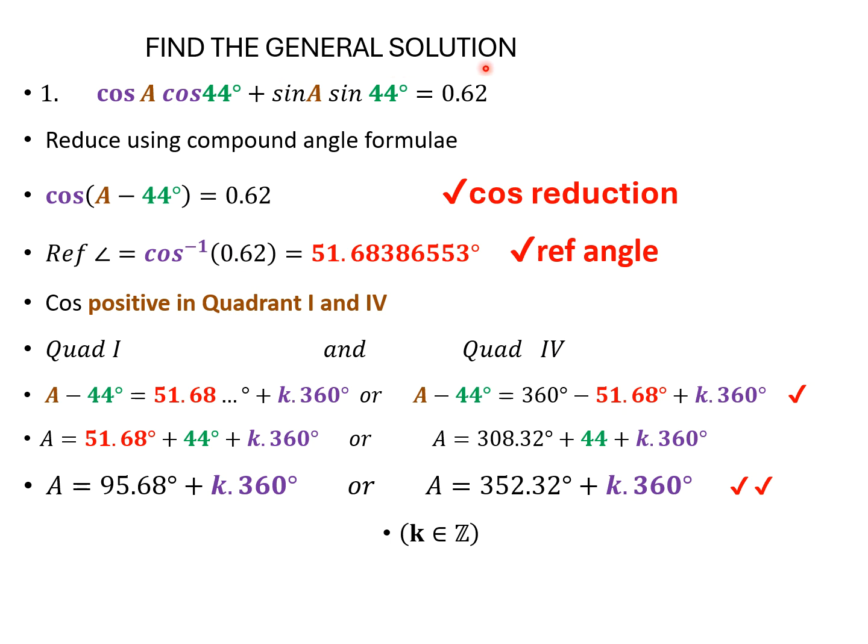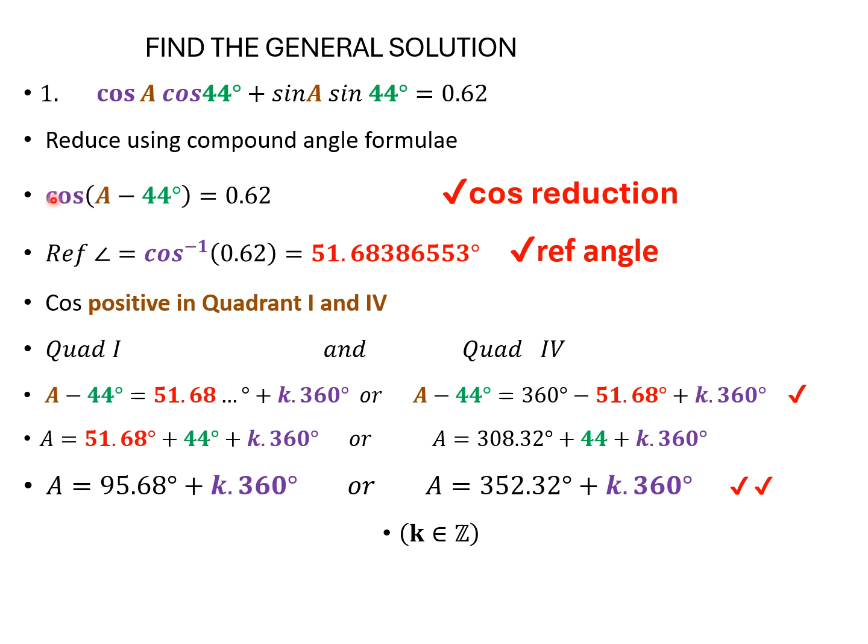Find the general solution given cos A cos 45 plus sin A sin 45 equals 0,62. So we assume, if it's given as cos cos sin sin, I can reduce it using cos compound angle formula, right? So that then becomes cos A and 44, but plus always becomes negative if I reduce using cos. So now I have cos A minus 44 equals 0,62. I have a single trig ratio. It's in terms of only one ratio, cos.